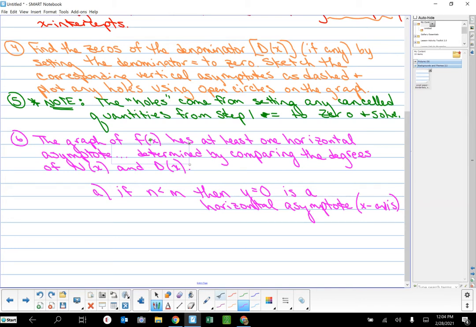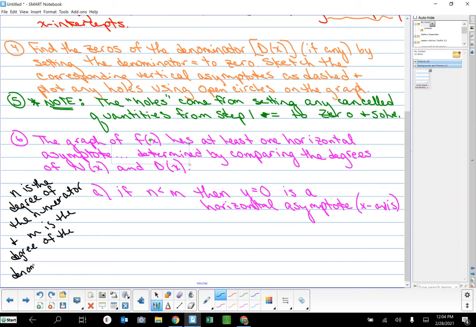So we have a little side note here. n is the degree of the numerator, and m is the degree of the denominator. That's an important piece of information. So you need to have that in order to adhere to all these rules. Okay. So the first one was if n is less than m.